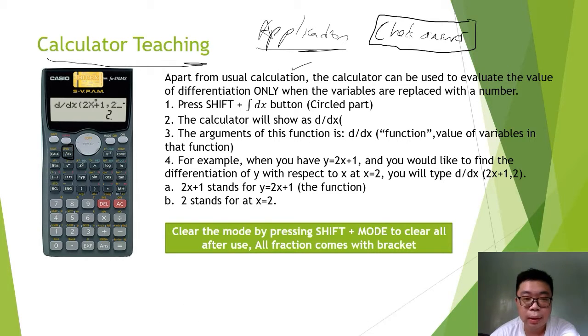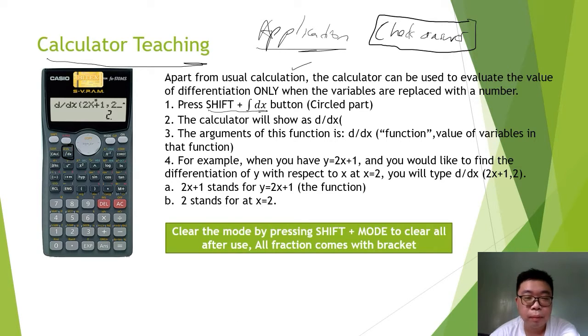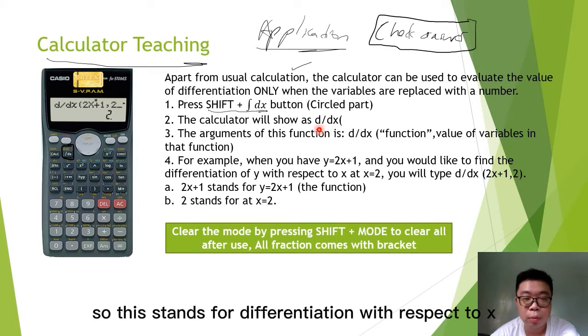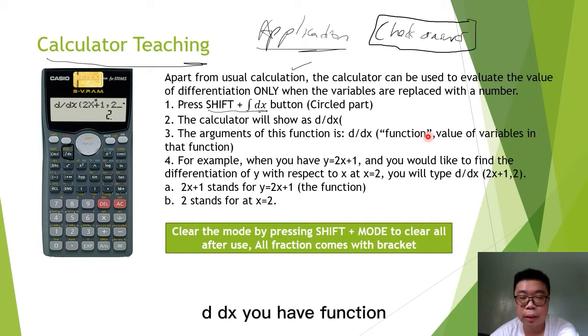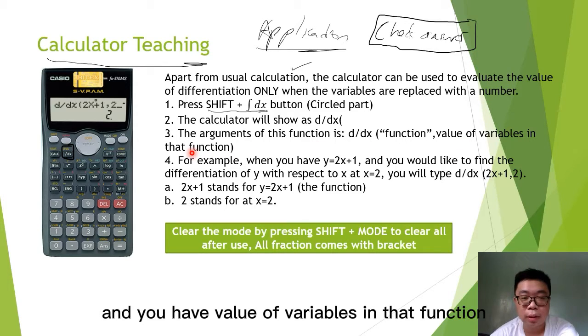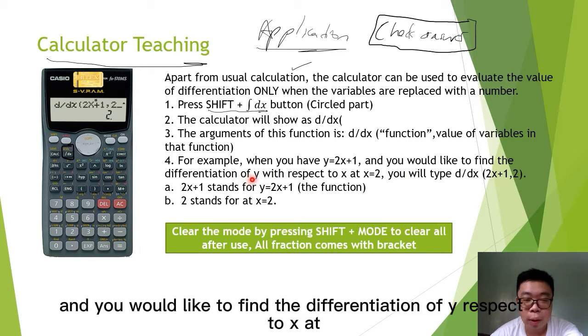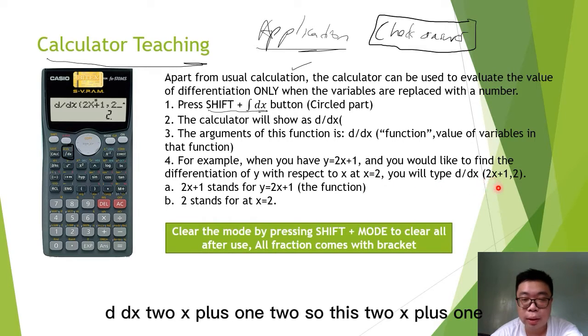For example, when you press shift plus this button, the circled part that I put here, the integrate button, you will get the symbol d/dx. This stands for differentiation with respect to x. You have a function and you have the value of the variable in that function. For example, when you have y equal to 2x plus 1 and you would like to find the differentiation of y with respect to x at x equal to 2, you will type d/dx of 2x plus 1, at 2.